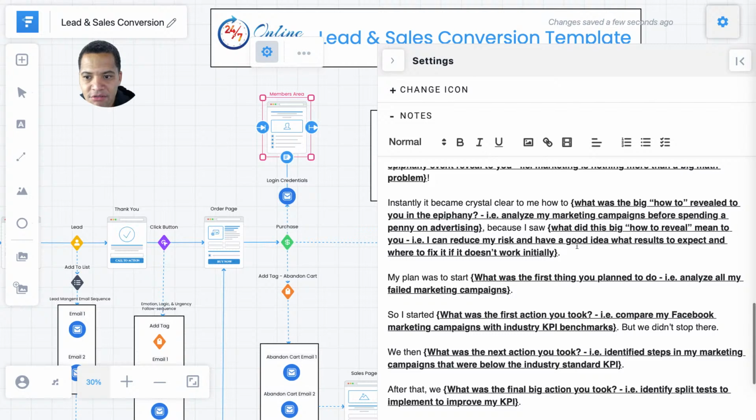So that's my big aha. I know I can reduce my risk now. I have a good idea what results to expect and where to fix it if it doesn't work initially. If I'm not getting results, I can analyze my funnel, figure out what's not converting and where in my funnel it's breaking down. I need to fix that problem right there to get the funnel to work and make money. So I don't have to start over every time it doesn't work, and I lose the frustration. That's part of my optimization stage. I'm sharing the whole situation with you here.